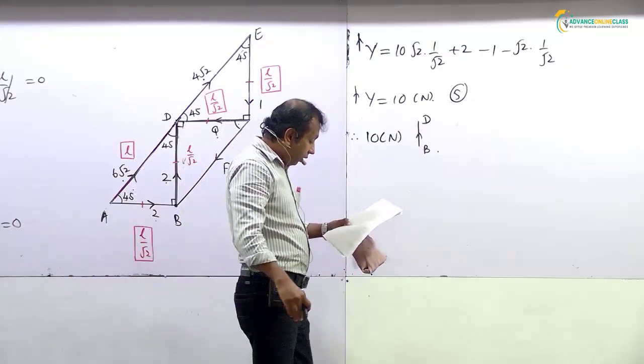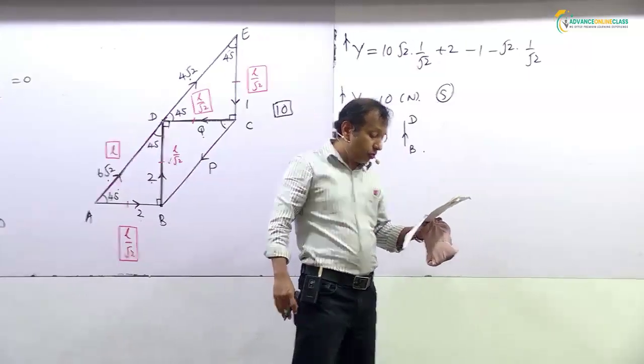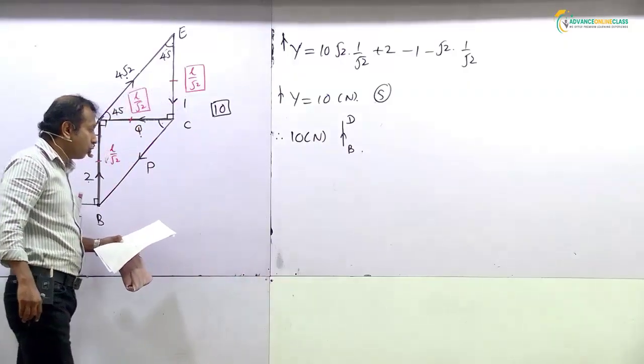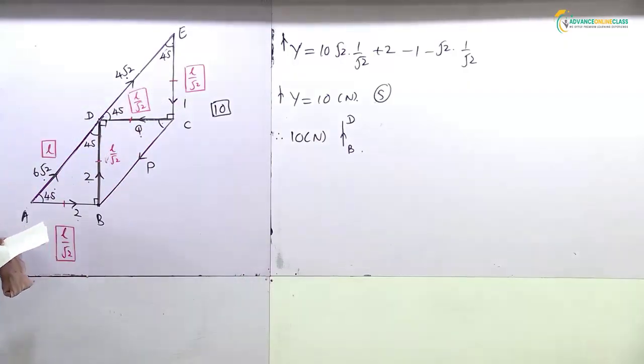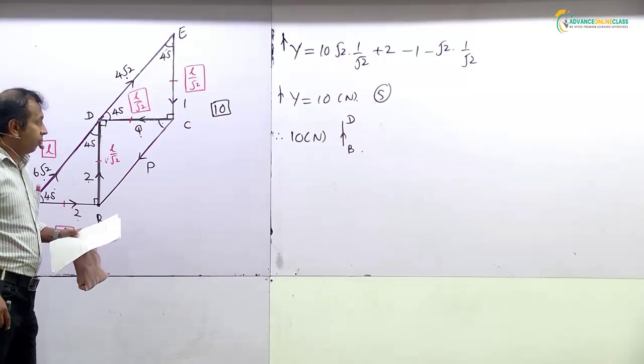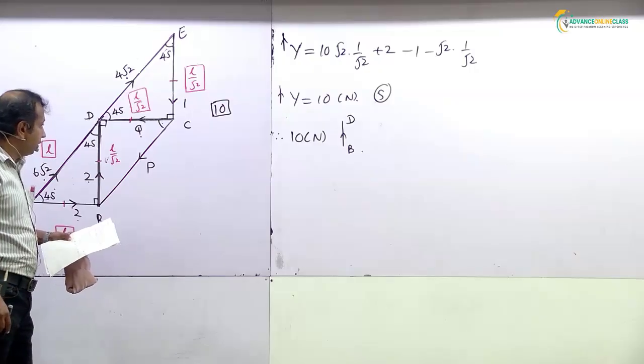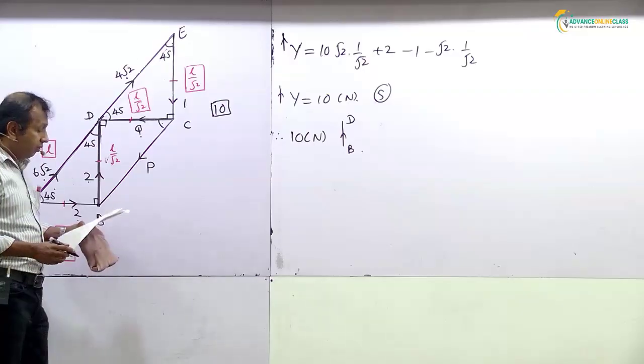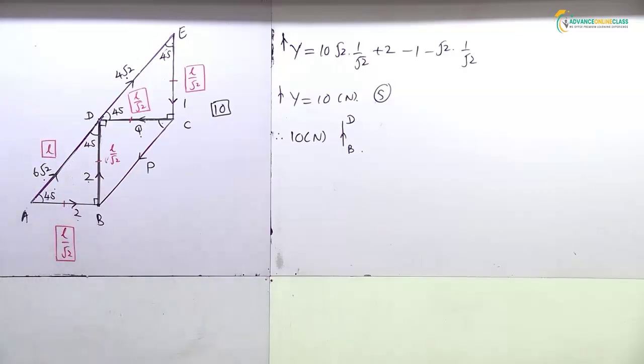Write down that. The force 10 Newton should be applied at B in the direction DB. Okay. So that 5 marks come in, no? 5 marks. Okay, go to the next part.